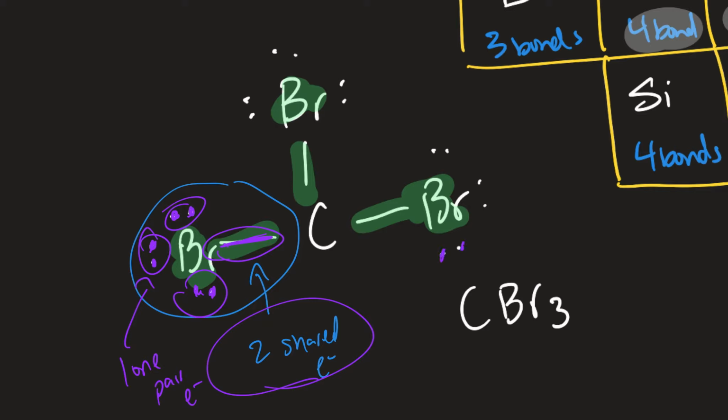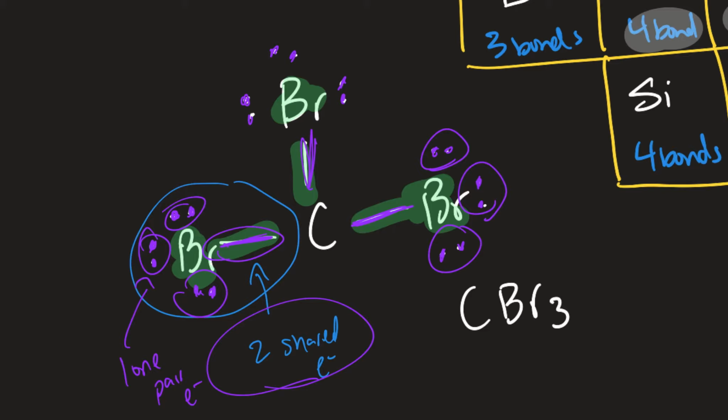We can look at all the other bromines and see that it's the same thing. You have 2, 4, 6, and then here's your 8th electron. And here, 2, 4, 6, 8. We got 8 electrons there. So we're good with the bromine part, because halogens only need one bond in order to have a full set of electrons.